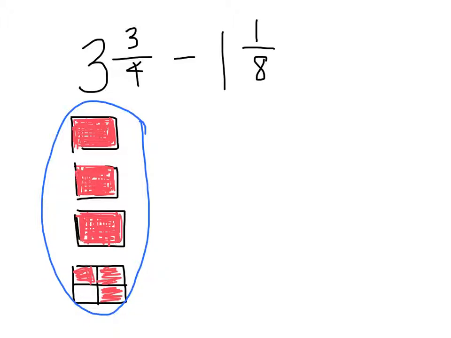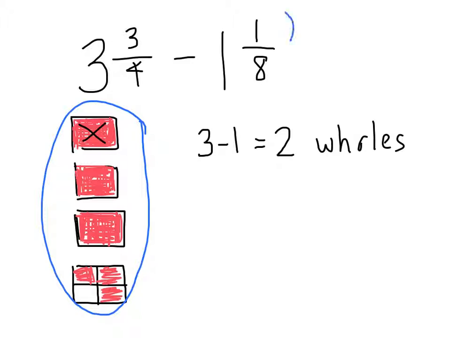and 1/8. So the first thing that we would do is we can subtract our whole numbers here. So we have our 3 wholes minus 1 whole leaves us, if we take one of those out, with 2 wholes. Okay. And then we need to take away this 1/8 here still. And we need to do that by taking these fourths and splitting them into eighths. And then we can take away one of those.